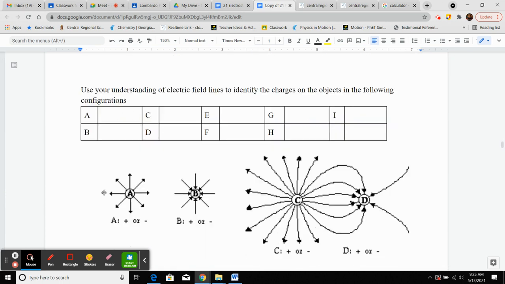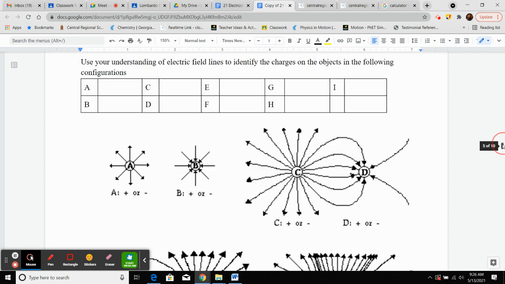Okay, the next one, field lines. So for us guys, electric field lines, the thing that we were dealing with yesterday. Here are the few rules. Ready? Positives, the field lines come out of the positives. They go into the negatives. The more lines there are, the more densely packed they are around it, the greater the charge is going to be, the greater the electric field is going to be.